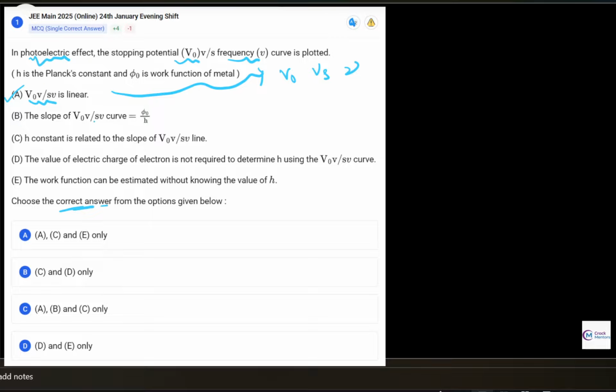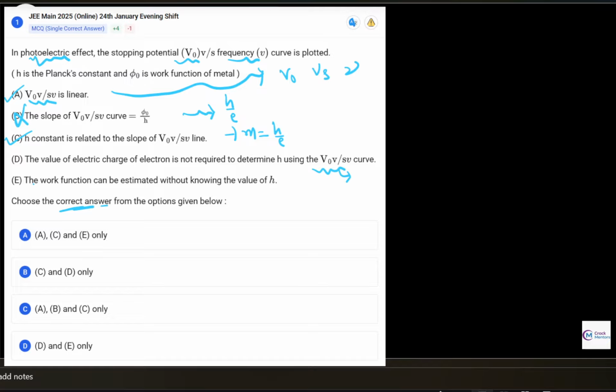The slope of the V naught versus mu curve is phi naught upon h, which is incorrect. We know that it is equal to h upon e. So this is incorrect. The Planck constant h is related to the slope of the V naught versus mu line. This is correct. After finding the value of the slope, we can find the value of h as well. The value of the electric charge of an electron is not required to determine h using the V naught versus mu curve. Yes, this is correct.